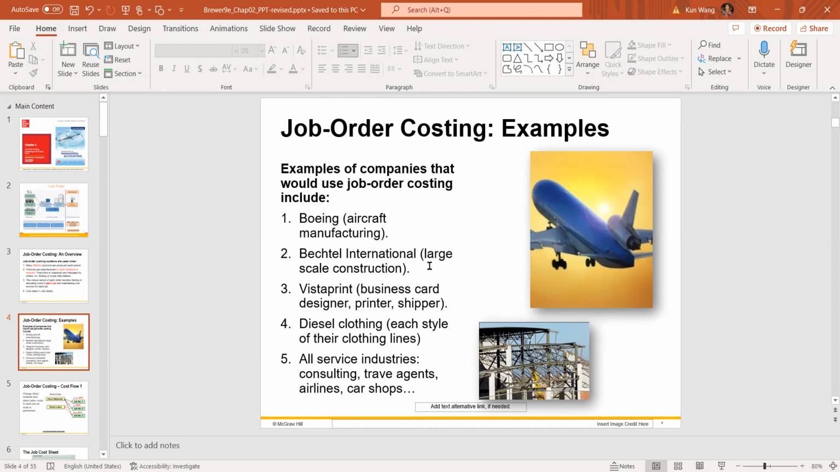Then the construction industry, okay, construction, real estate, or really large-scale construction companies, they manage by project, right? So each project is an order and is a cost object. They track the homes they build or the projects they build for other companies.